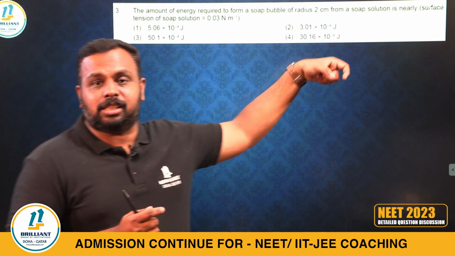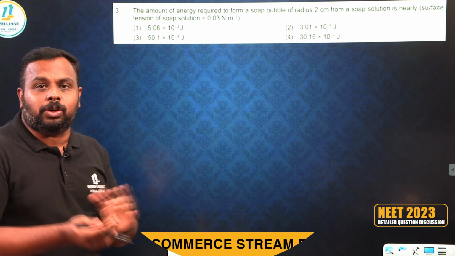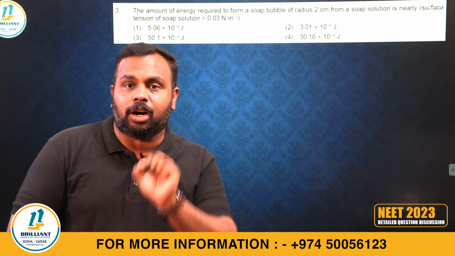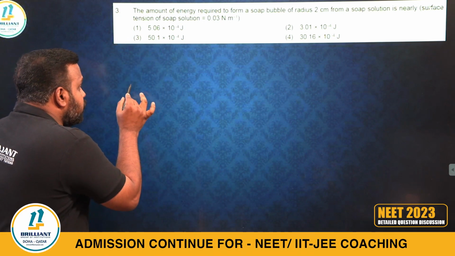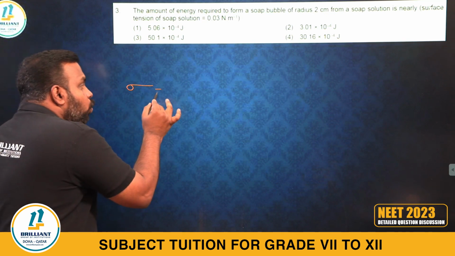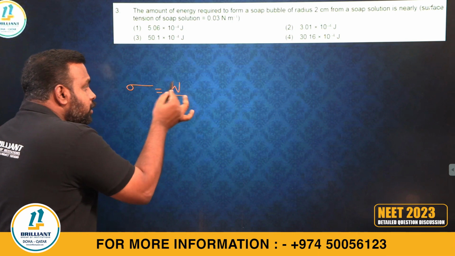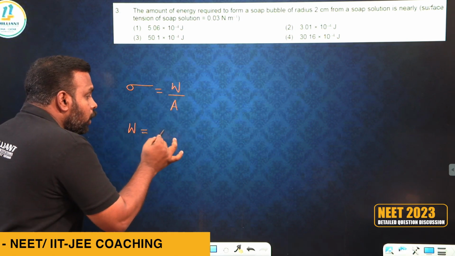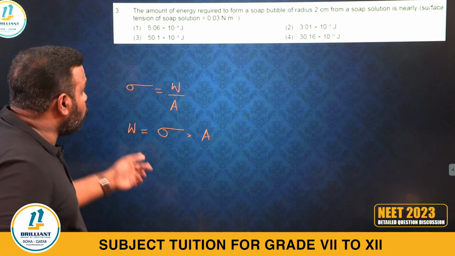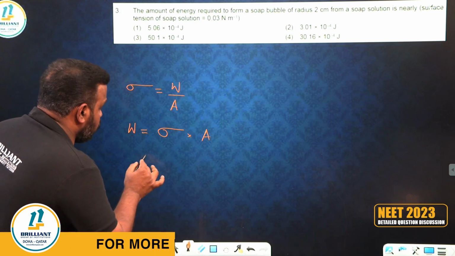So what is the idea? Surface tension. You know that surface tension is equal to what? Surface energy. Surface tension is numerically equal to surface energy. What is surface energy? Surface energy is energy per area or work per area, which means surface tension, if I am representing it by the letter sigma, sigma is equal to work by area. That means work done is equal to the surface tension into area. So what is surface tension here? Surface tension is, you can see it's given as 0.03.